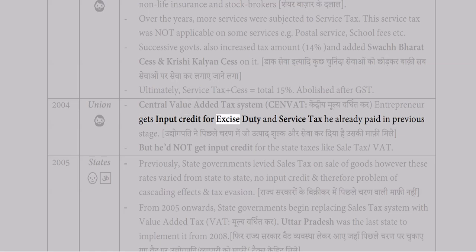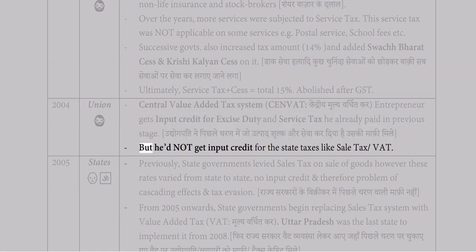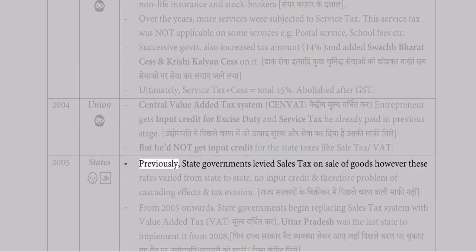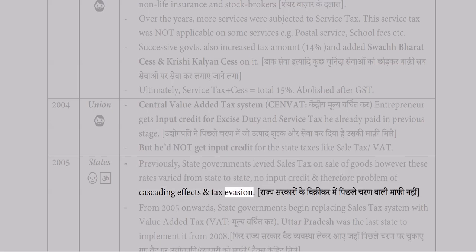2004 Union: Central Value Added Tax System, CENVAT. The entrepreneur gets input credit for excise duty and service tax he already paid in the previous stage. But he'd not get input credit for the state taxes, like sales tax or VAT. 2005 States: previously, state governments levied sales tax on sale of goods, however these rates varied from state to state, with no input credit, and therefore the problem of cascading effects and tax evasion.